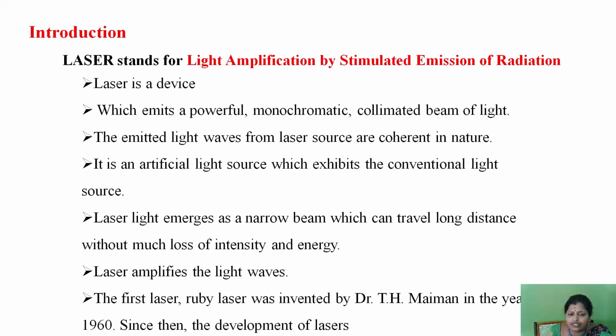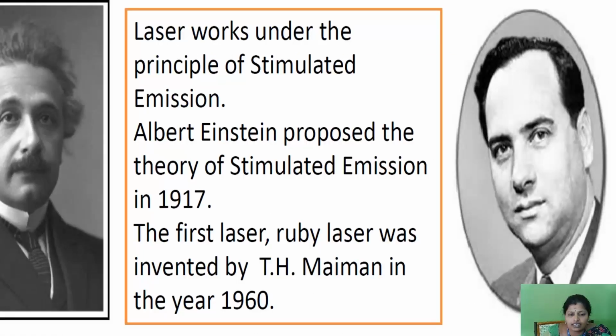It is an artificial light source which differs from the conventional light source. Laser light emerges as a single narrow beam. It can travel long distances without loss of intensity and energy. Laser amplifies the light waves. The first laser, the ruby laser, was invented by T.H. Maiman in the year 1960. Albert Einstein proposed the theory of stimulated emission in 1917.